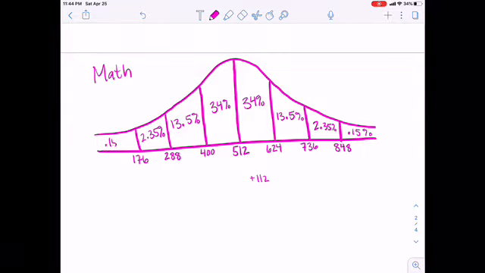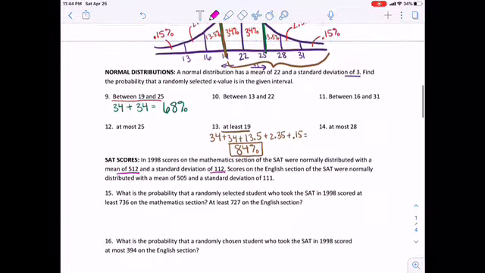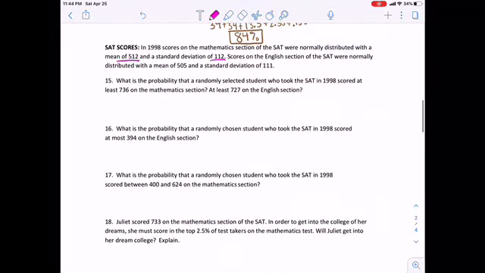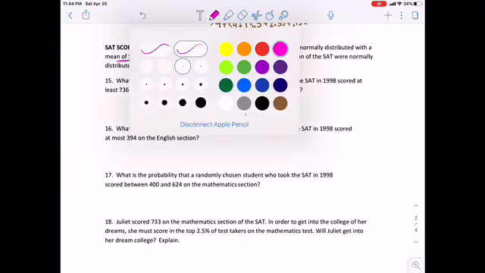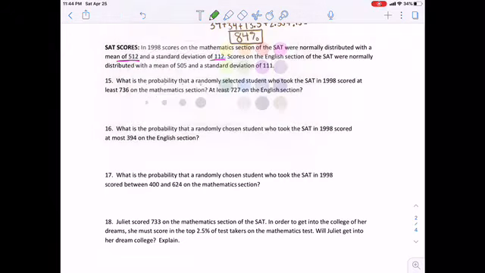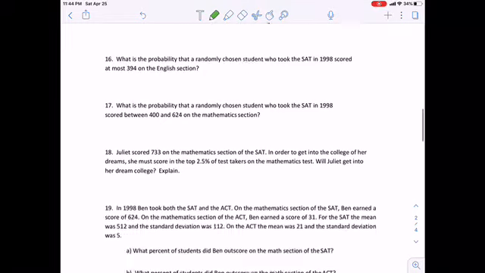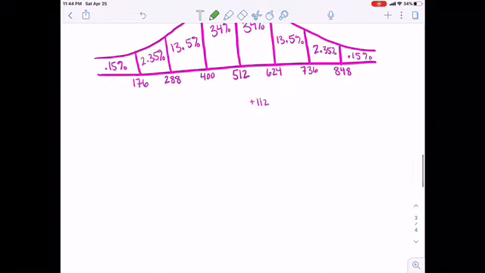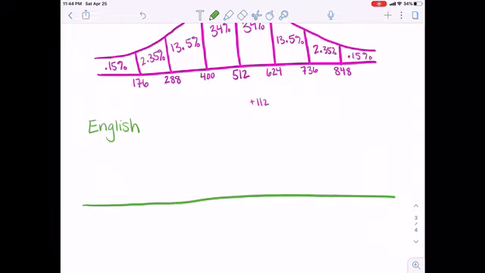And then, now that I have that, I'm going to go ahead and do the same thing for the English section of the ACT. So it says that on the English section, we're normally distributed now, but we have a mean of 505 and a standard deviation of 111. So for English, I'm going to go ahead and draw my normal distribution again.